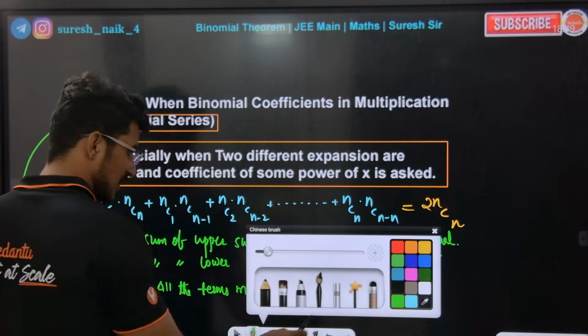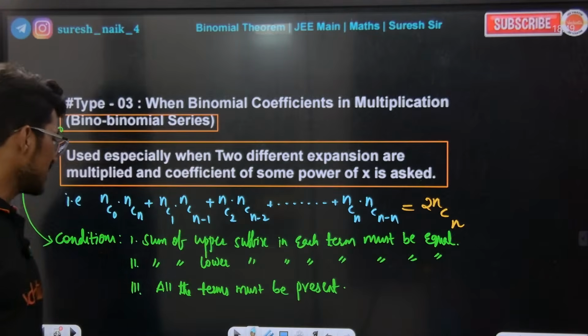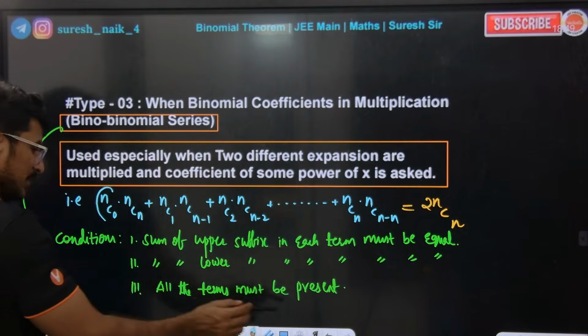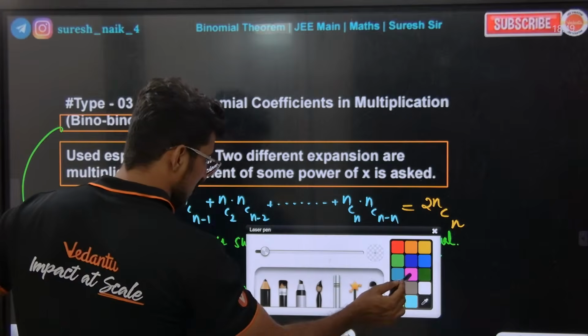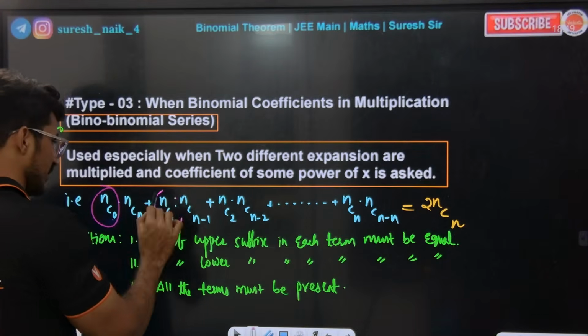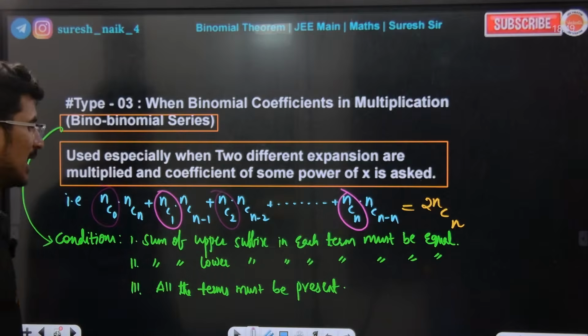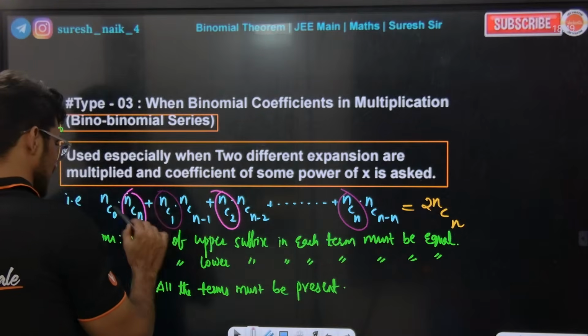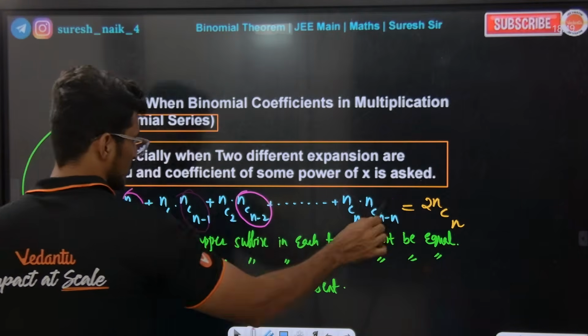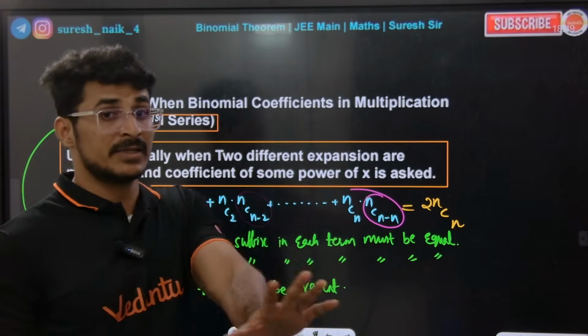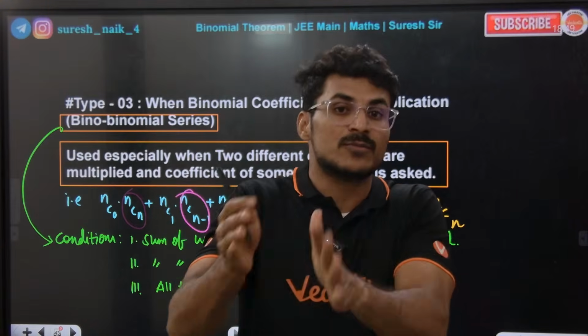All the terms must be present. What do you mean by that, sir? It means I'm starting with nC0. All the terms must be present is nothing but nC0, nC1, nC2 and so on till nCn. Every term is present. If I come in reverse, nCn, nCn minus 1, nCn minus 2 and so on. None of the terms should be absent. Every term should be present.